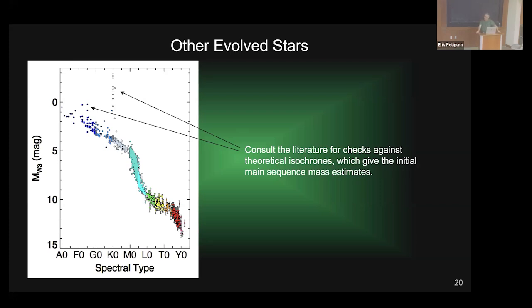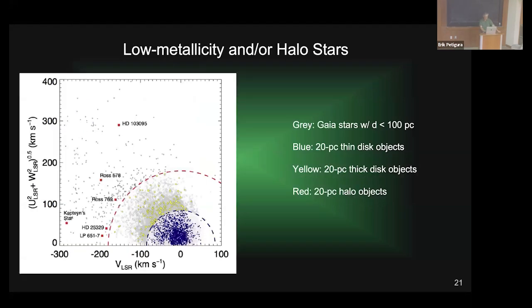Okay, so for the evolved stars, there are so few of these in the 20 parsec sample, and these, of course, are the closest, brightest examples of evolved stars that we know about. These are very, very well studied. So we just went into the literature and checked what people had done as checks against theoretical isochrones to get out the initial masses for those. So that was actually pretty easy.